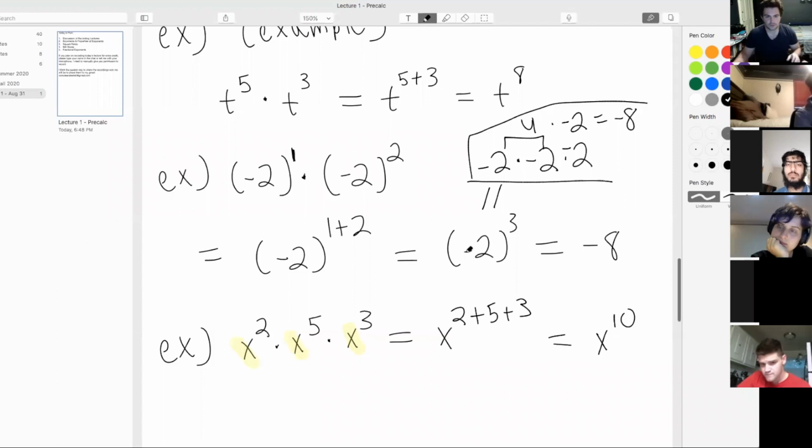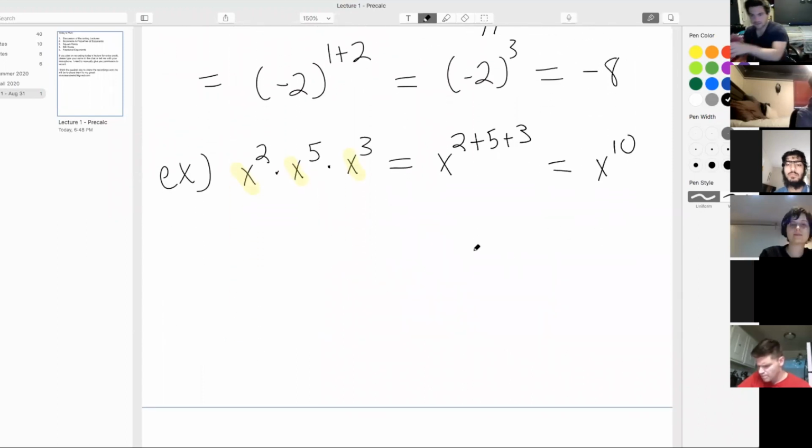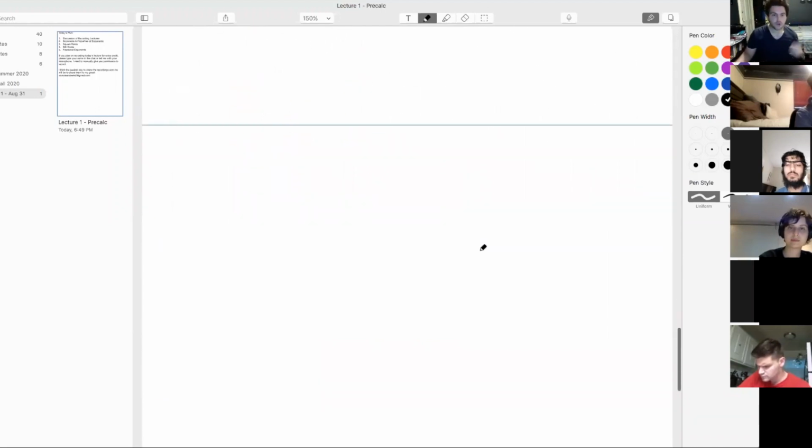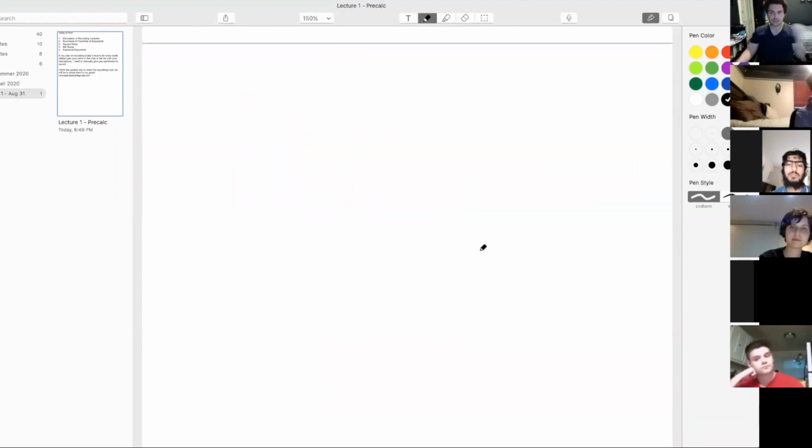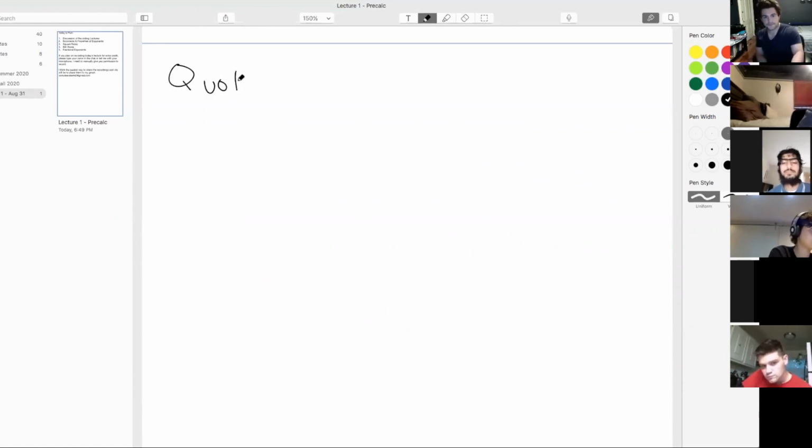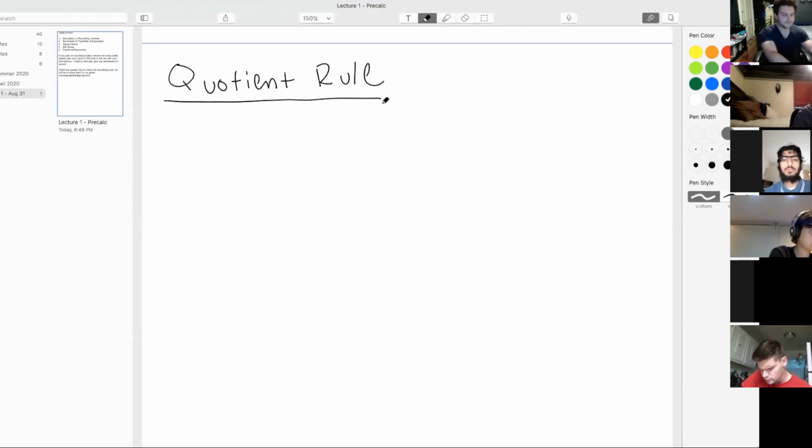All right, so I will move along if everyone's okay. All right, so next rule, very similar to the previous one. This one's called the quotient rule, okay? Quotient rule. Okay, so we're still dealing with properties of exponents here, okay?